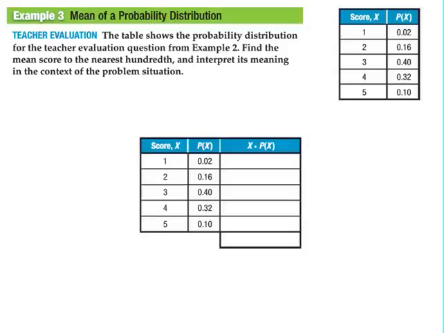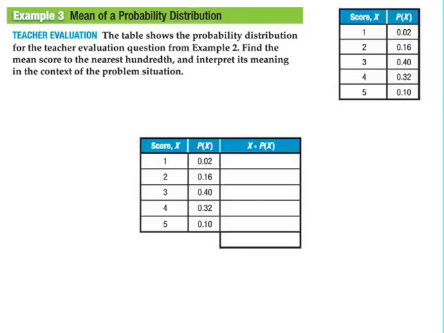Okay, now we're actually going to learn how we can extend this probability distribution even further. We're going to find the mean of the probability distribution, so we're going to find the average. If you notice, it says this table shows the probability distribution for the teacher evaluation question from example 2. Find the mean score to the nearest hundredth and interpret its meaning in the context of the problem situation.